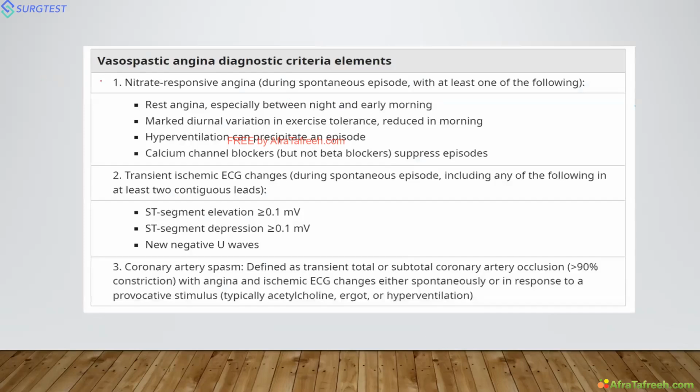This is the vasospastic angina diagnostic criteria, with 3 points: nitrate-responsive angina, because I told you the first-line treatment is nitrate, then calcium channel blockers. Sorry, not beta blockers; beta blockers are contraindicated. Second is transient ischemic ECG changes, then coronary artery spasm. Very important is rest angina with diurnal variation, occurring at night or early morning and reduced in the morning. Hyperventilation can precipitate an episode, and calcium channel blockers suppress episodes. ECG changes can be ST elevation or ST depression. Coronary artery spasm can be spontaneous or induced by acetylcholine or ergonovine. So this is the diagnostic criteria for vasospastic angina.